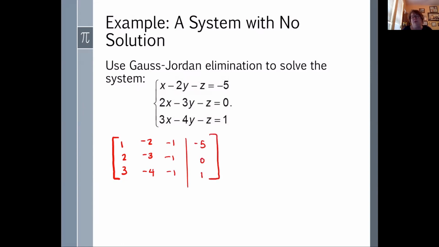Okay, again, I'm going to check the augmented matrix, make sure I have it written down correctly by going by rows. I wrote the matrix down by columns. Now I'm going to check by rows. The first row should be 1, -2, -1, -5. It is. The second row should be 2, -3, -1, 0. The third row should be 3, -4, -1, 1. So now I'm going to go put that augmented matrix in my calculator.